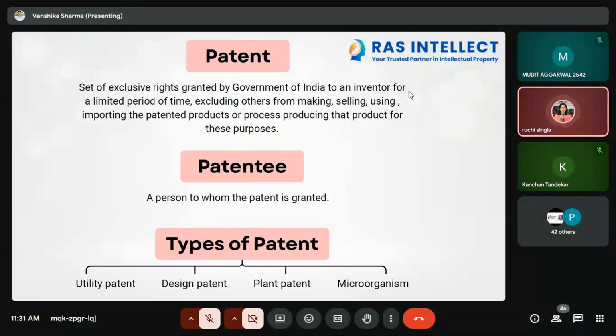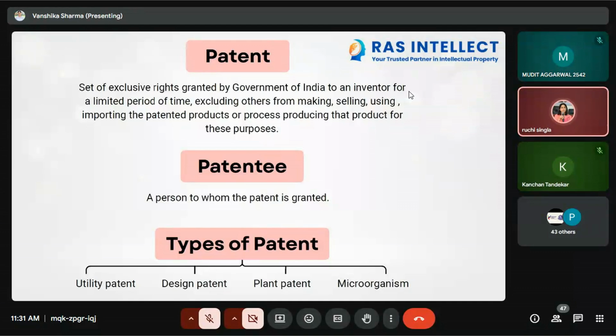Even write on the laptop, write on the mobile with the pen which I use to write in the notebooks. I'm just giving an example. So I'll get it protected on my name. So anyone who wants to launch my product into the market will have to take permission from me for launching that product into the market. So that is why it is a set of exclusive rights granted by Government of India.